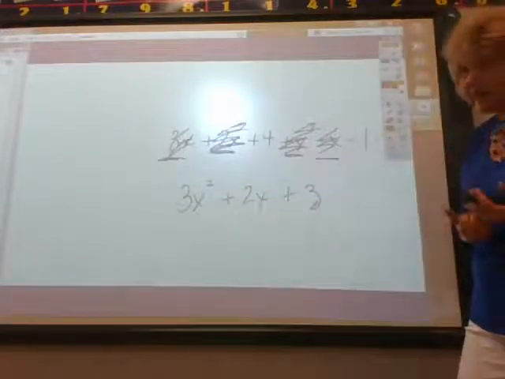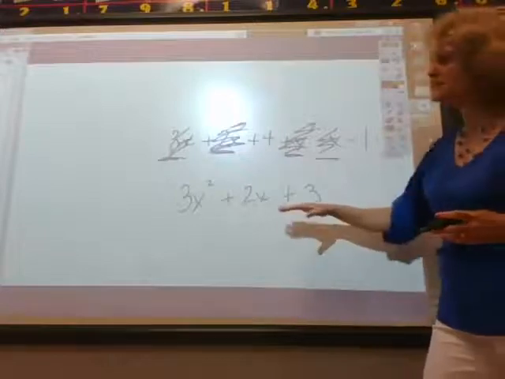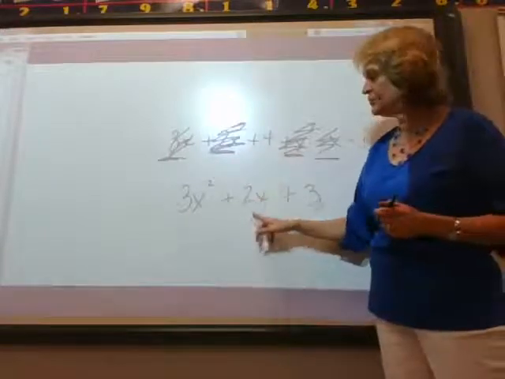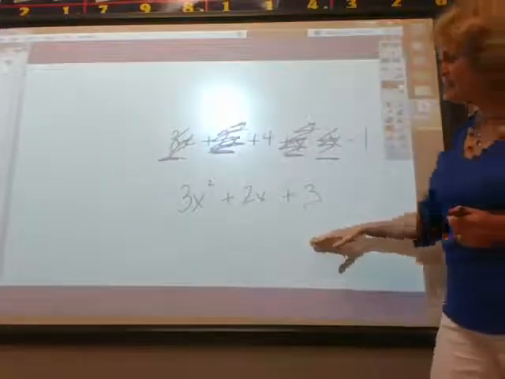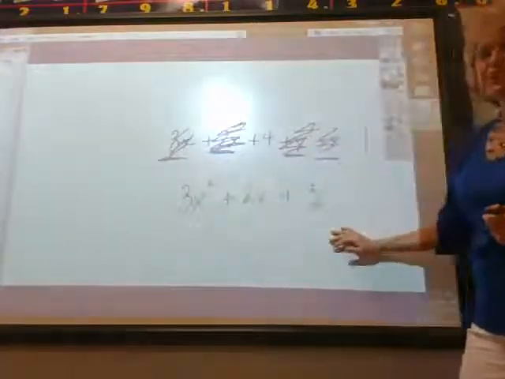It really doesn't matter if they're out of order as long as the signs are correct, okay? And your coefficients, the numbers in front of the letters, are correct. And this answer is a trinomial.